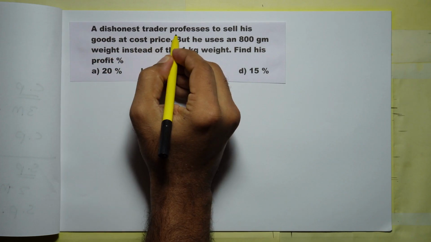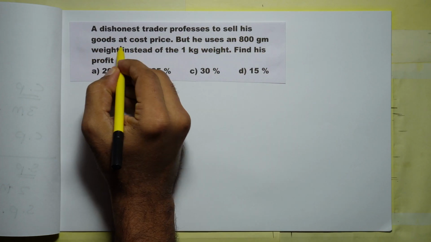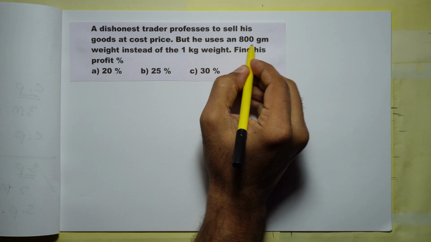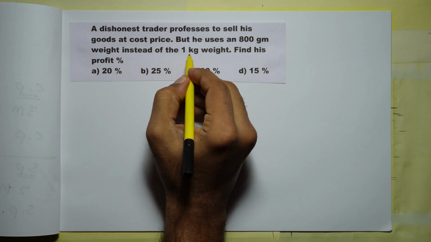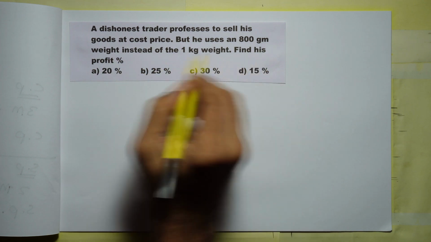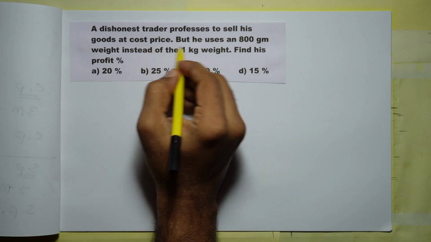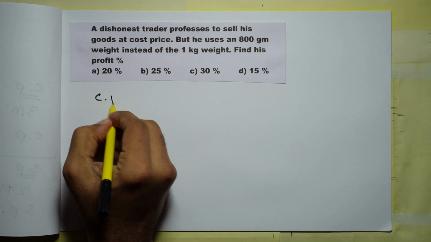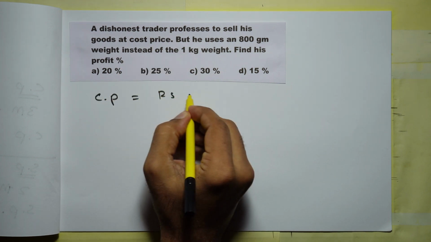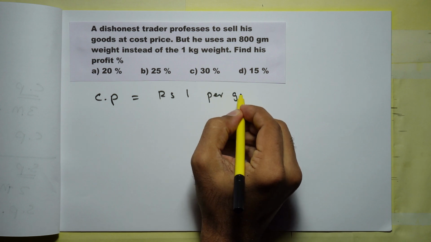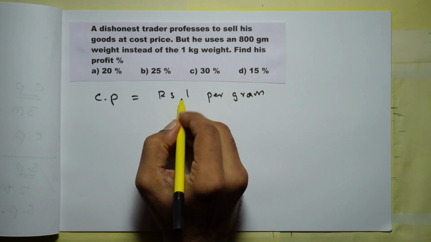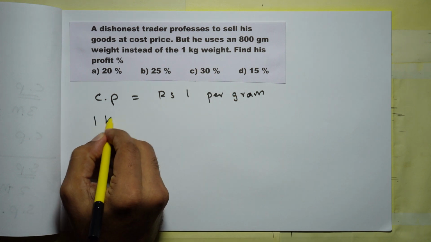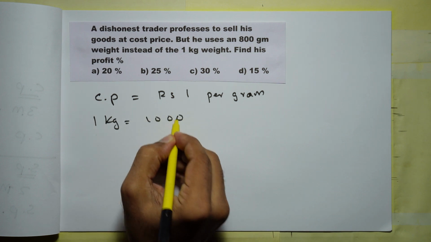A dishonest trader professes to sell his goods at cost price. Professes means he says like that, but he uses an 800 gram weight instead of the 1 kilogram weight. Find his profit percentage. Now what we will do is we will assume a value for his cost price. So we will assume that his cost price is rupees 1 per gram. So assume that he paid rupees 1 per gram of that substance, and 1 kilogram is equal to 1000 grams.